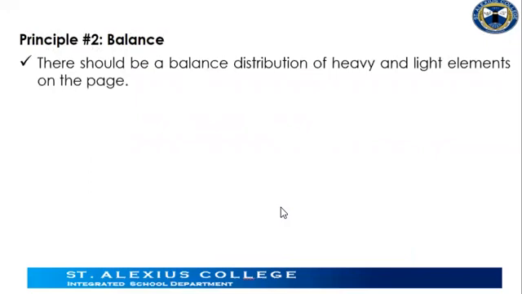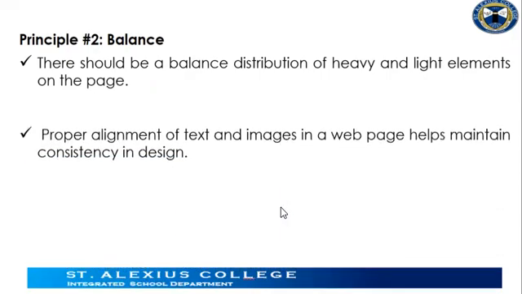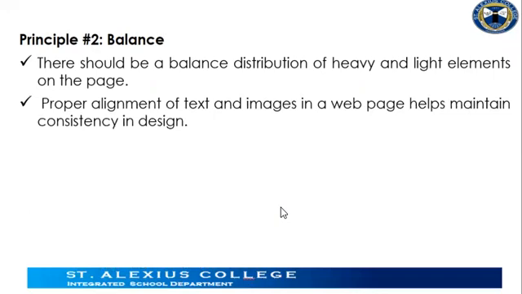When we say balance, there should be a balanced distribution of heavy and light elements on the page. Next, proper alignment of text and images in a web page helps maintain consistency in design. It is really important, like in our previous lesson on manipulating photos and text, for us to apply balancing, the equal distribution of heaviness and lightness of the elements on the page, and of course the proper alignment of the text and images as well, in order for it to be more presentable and not messy.